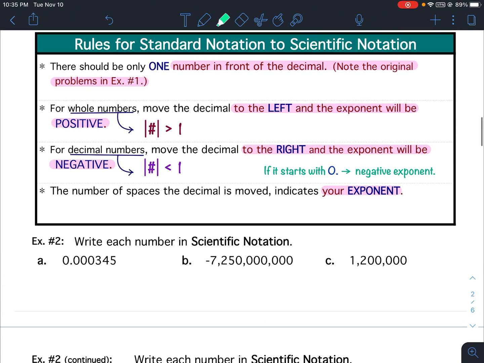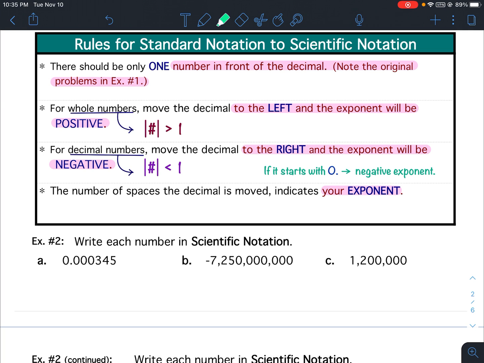Now, what is your exponent? Well, your exponent is the number of spaces the decimal moved. So in other words, what you're going to do is place the decimal where it belongs, one number in front of the decimal, and then you're going to count from where the decimal originally was to where it is now. The number of spaces it moves, that's going to be your exponent.